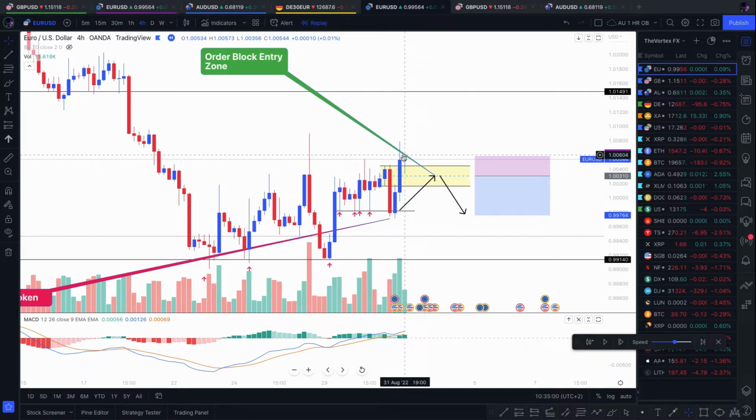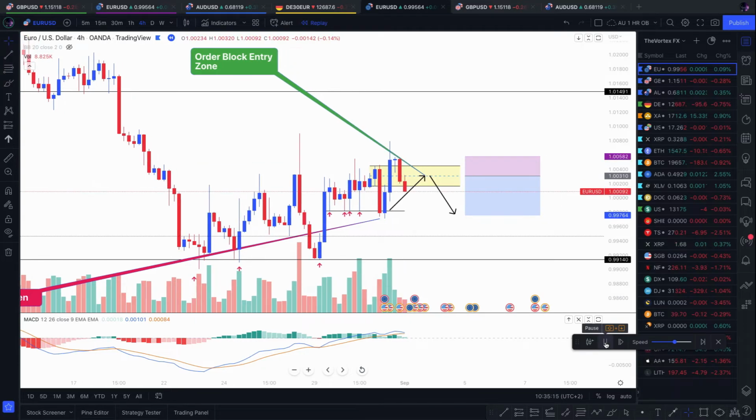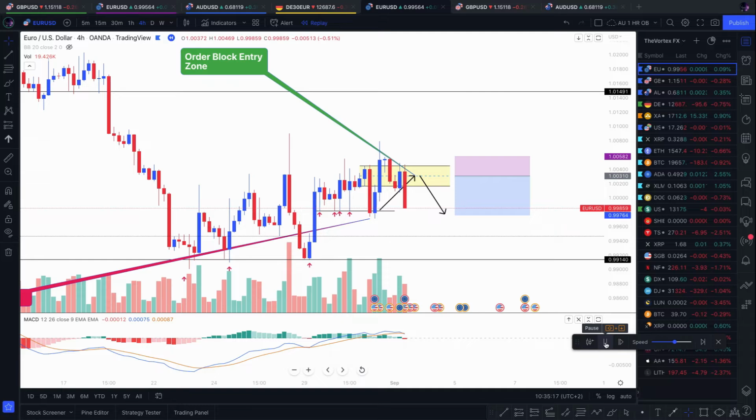Market makers know that we love these order block setups. They will stop us out any chance they get. Remember, we are still bearish on the daily for Euro USD. So this time we got stopped out. Not a problem. Let's see what the market then did after that. We came back down. Boom.